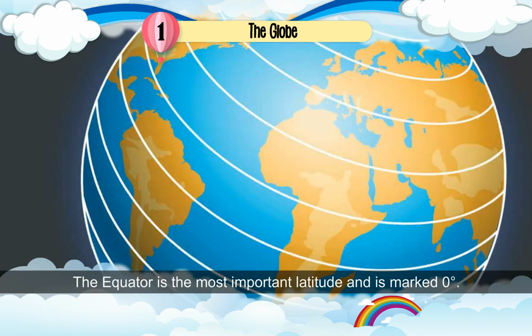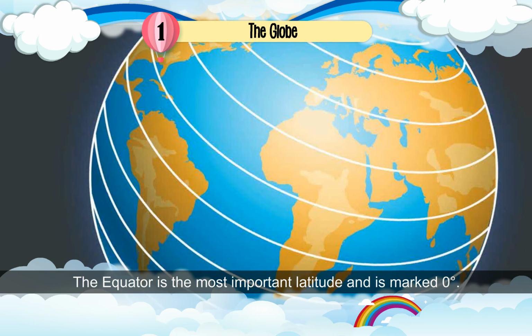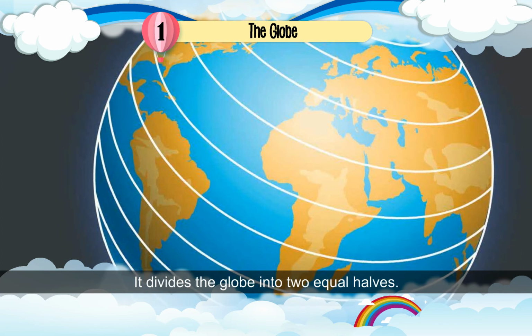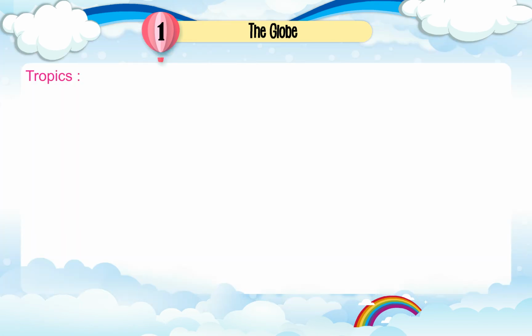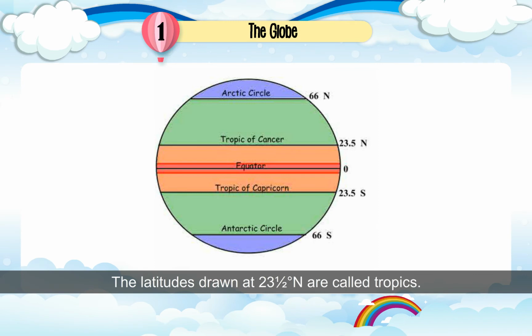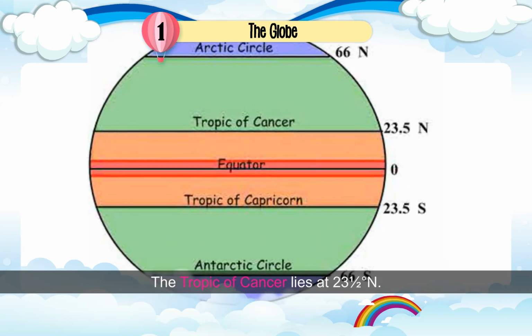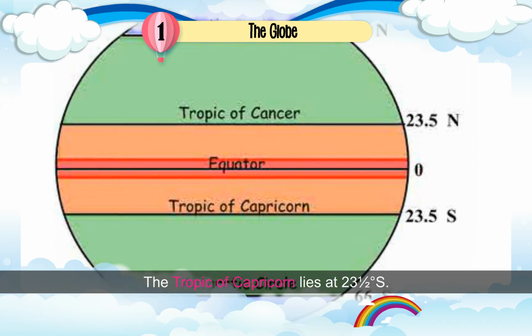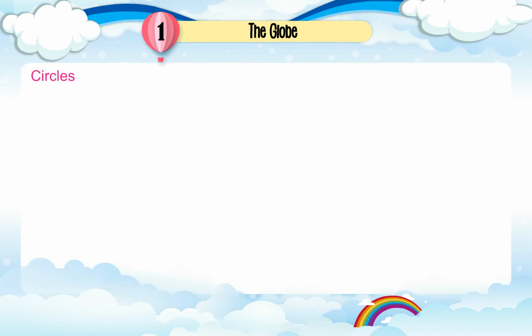Important latitudes. The equator is the most important latitude and is marked 0 degrees. It divides the globe into two equal halves. Other important latitudes are the following. Tropics. The latitudes drawn at 23.5 degrees are called tropics. They are two in number, one in the northern hemisphere and the other in the southern hemisphere. The Tropic of Cancer lies at 23.5 degrees north. The Tropic of Capricorn lies at 23.5 degrees south.